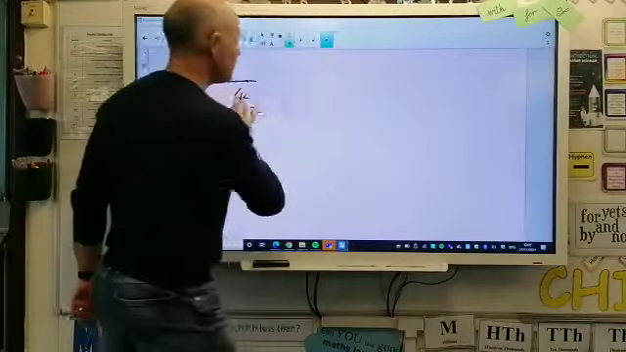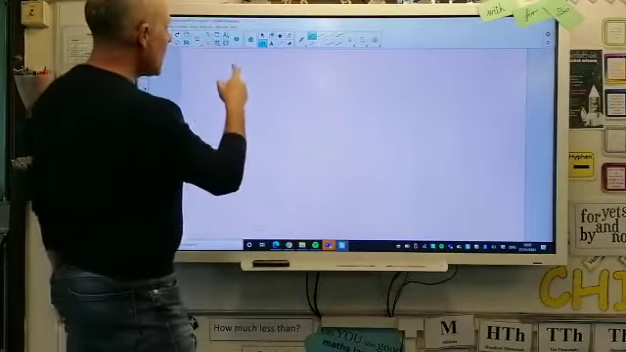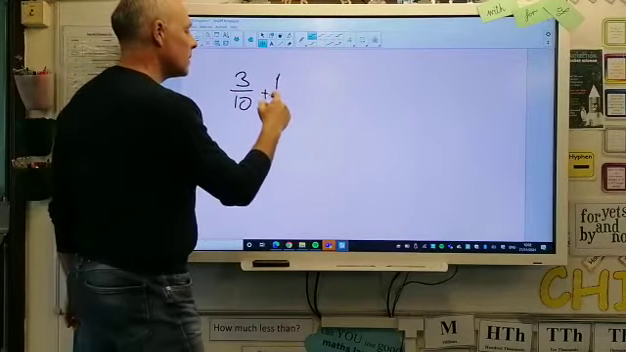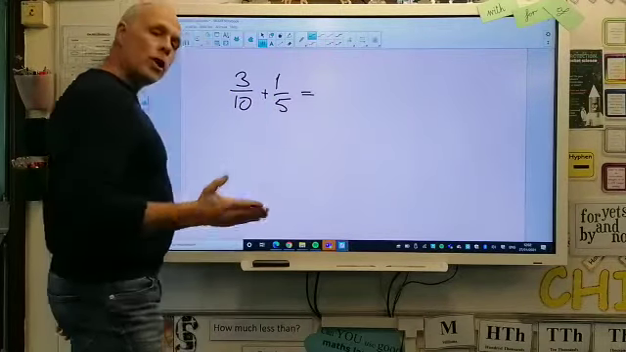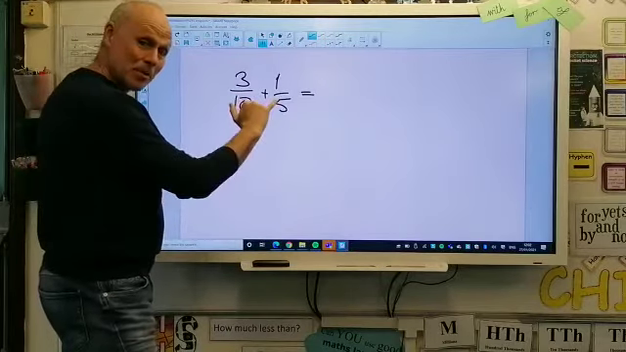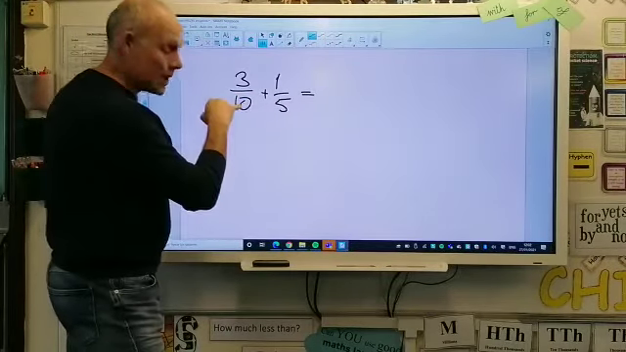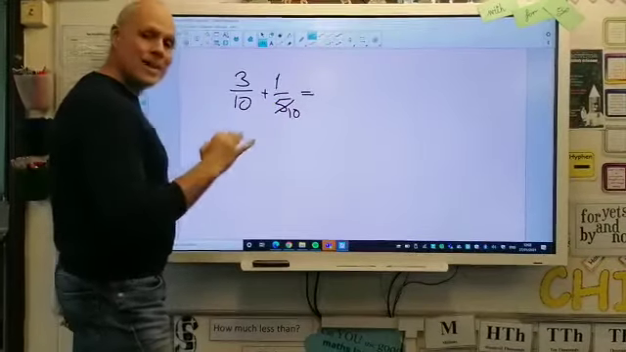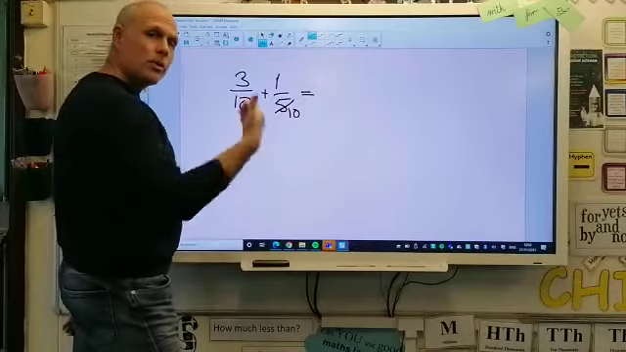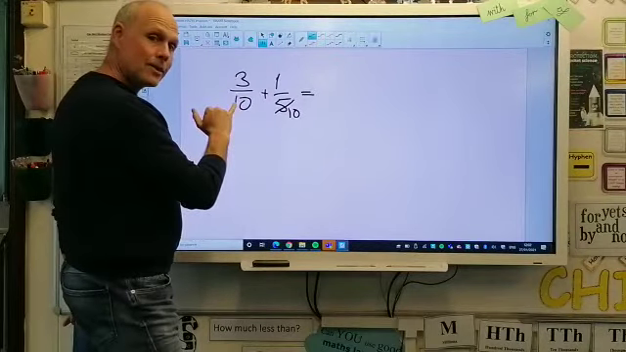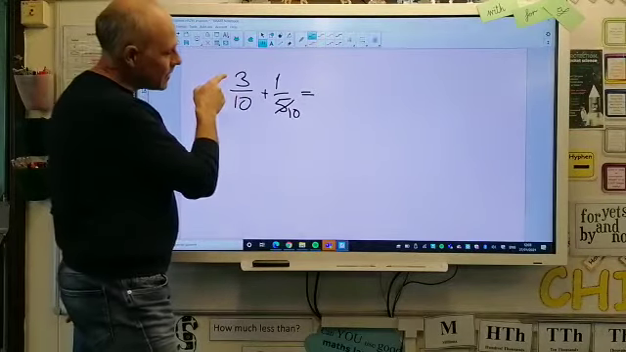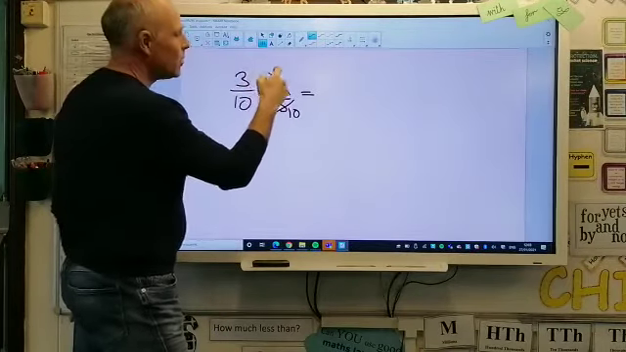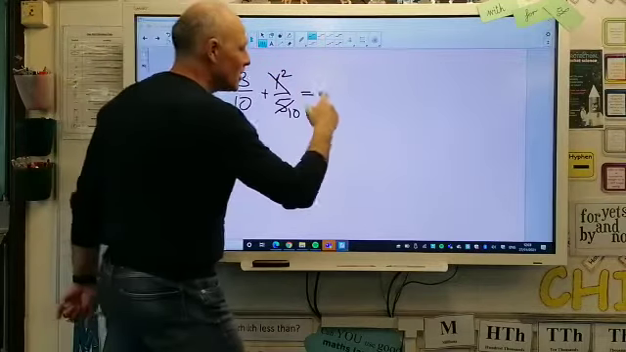Another example, if we've got 3/10 and I want to add 1/5, notice here that actually 10 is a multiple of 5. Therefore, we'll keep that 10 and we'll multiply 5 by 2 to get 10. Whatever we do to the bottom, we do to the top. The 10 stays the same, therefore 3 stays the same. We multiplied the 5 by 2 though here, so 1 multiplied by 2 gives us 2.